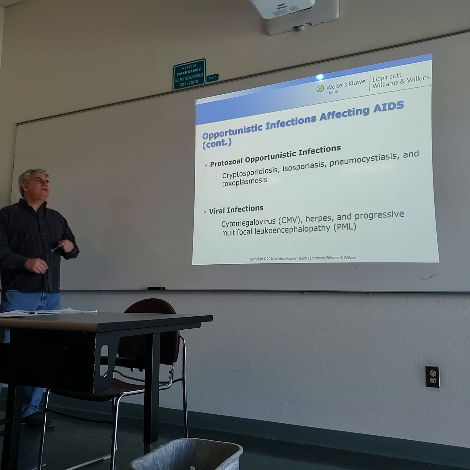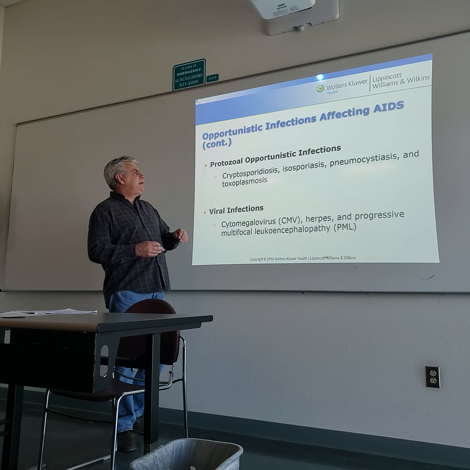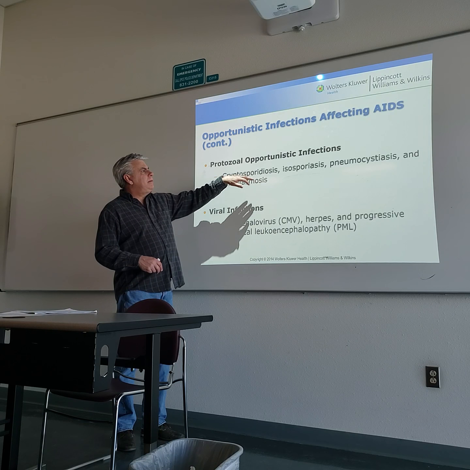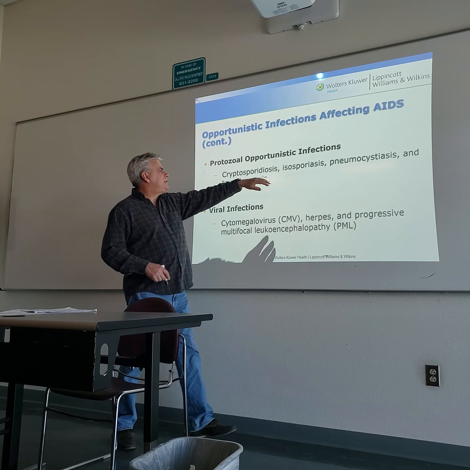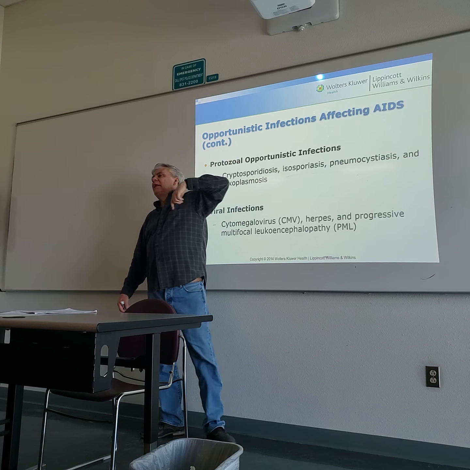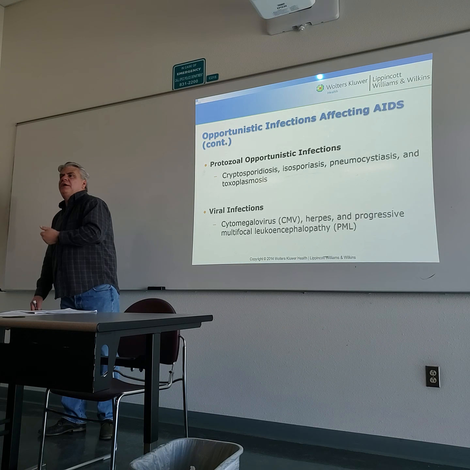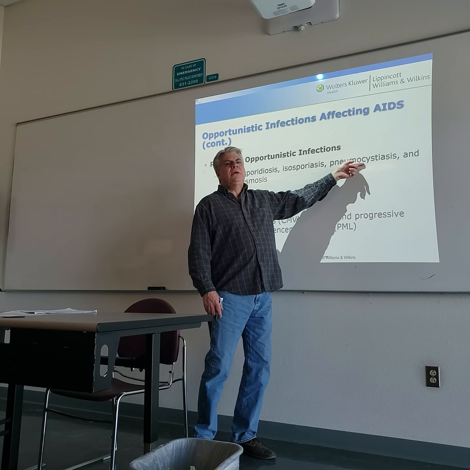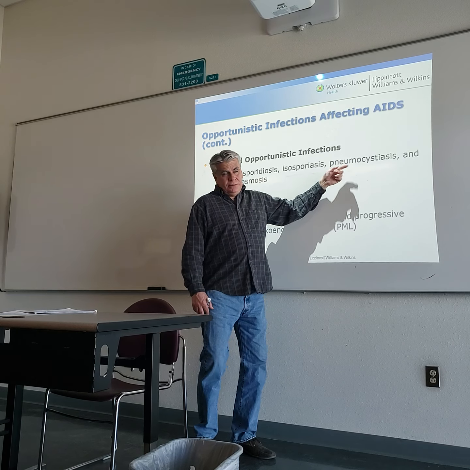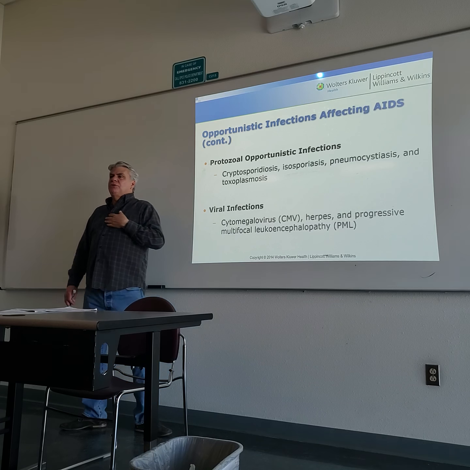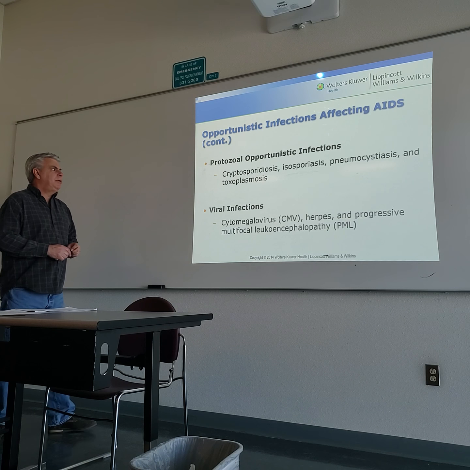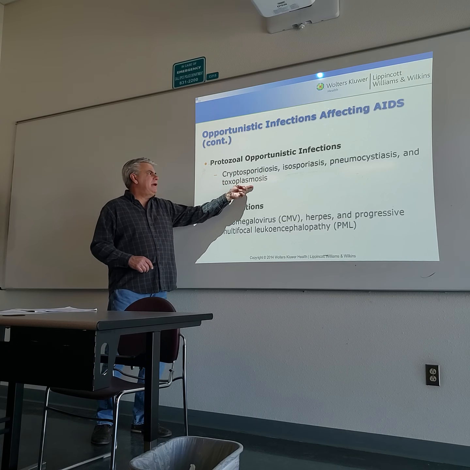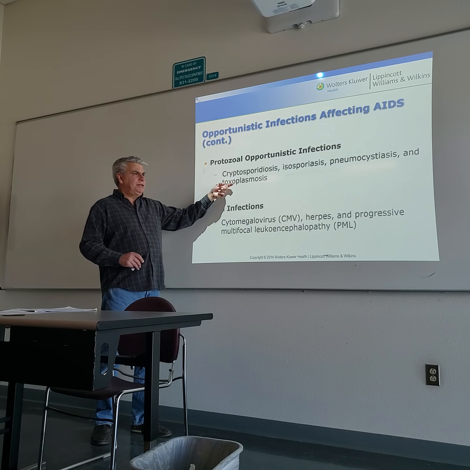All right, and then protozoan infections, again, these can be parasitic things. Cryptosporidium, isosporiasis, and this is the big one right here. That's one of the indicator diseases for HIV, the pneumonia, pneumocystis pneumonia. Most of the patients die from pneumocystis pneumonia. Toxoplasmosis can be activated in some HIV patients too.